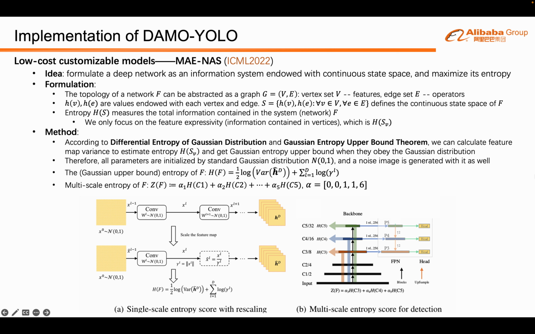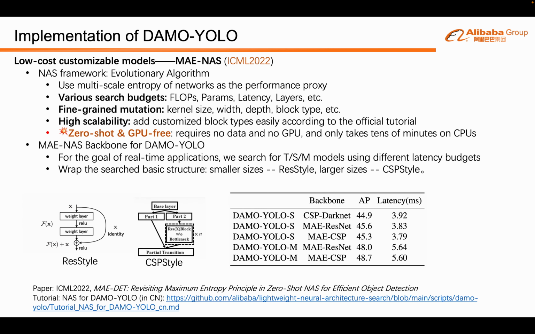The weights alpha in the formula of multi-scale entropy are used to balance the expressivity of different scale features. They are obtained from experiments as the prior. In DAMO-YOLO, the weights are set to 0, 0, 1, 1, 6. We set the weights of the previous two layers to 0 because only the outputs of the last three layers are sent to the neck. Based on these core ideas, we use multi-scale entropy as the performance proxy and use the evolutionary algorithm to search for optimal architectures. All these components make up MAE-NAS.